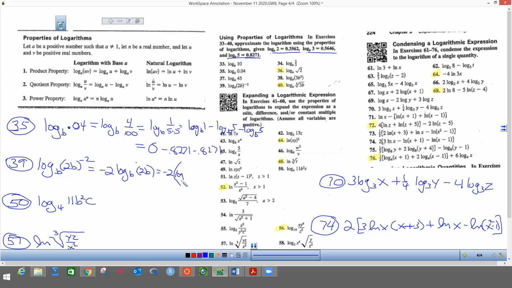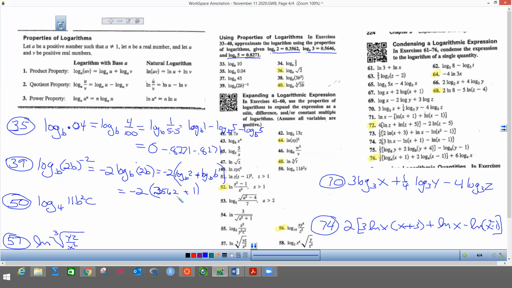So it's log base b of 2 plus, because it's multiplied, log base b of b. So there's a power of 1 there, though we don't have to write it. So this is going to equal this negative 2. And then log base b of 2 is up here, which is 0.3562. And log base b of b is the exponent, which is 1.